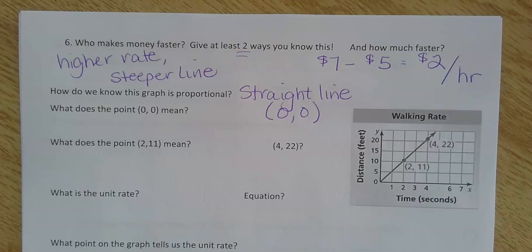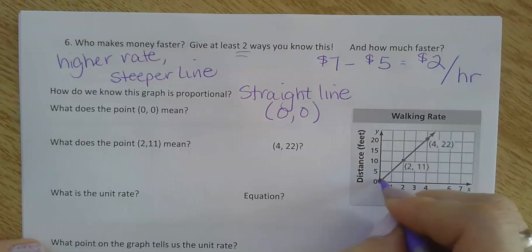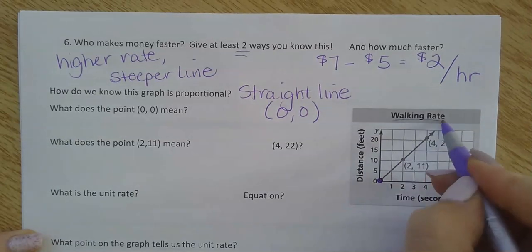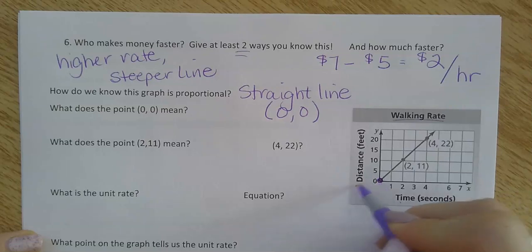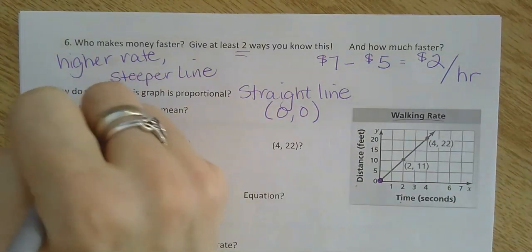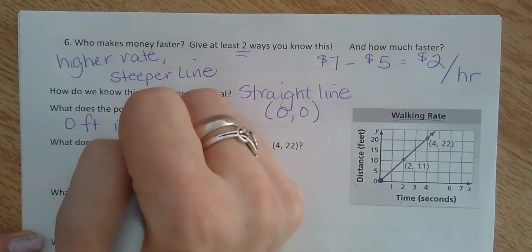What does the point 0, 0 mean? Well, I just need to label both of those zeros. It looks like I'm walking, so I could say in 0 seconds I go 0 feet. 0 feet in 0 seconds.